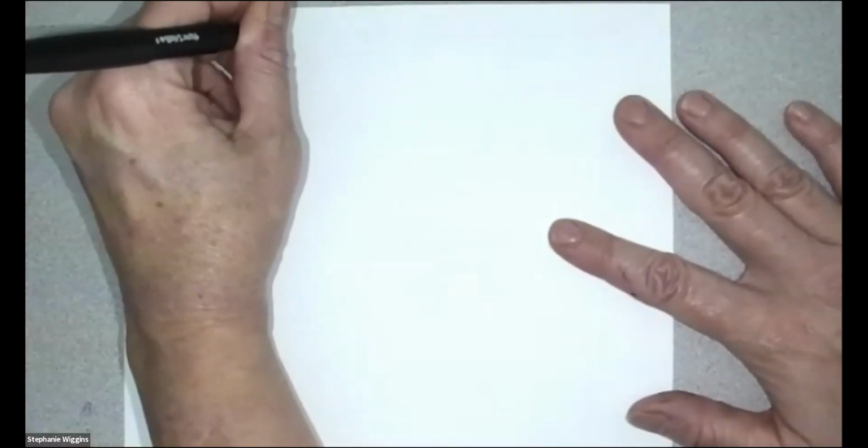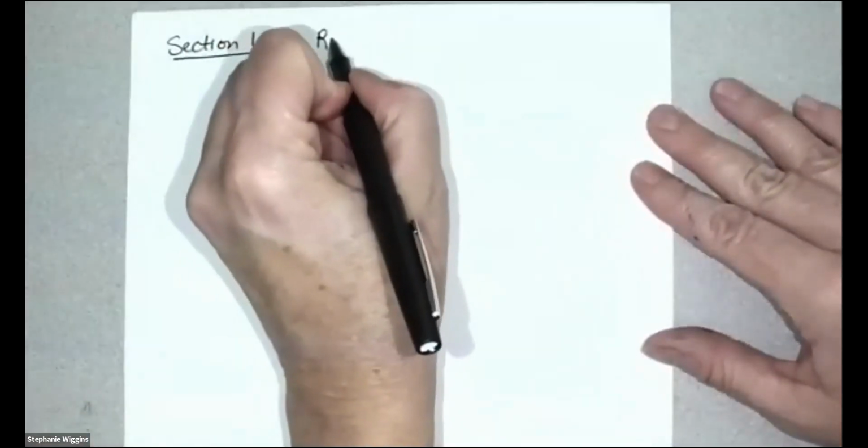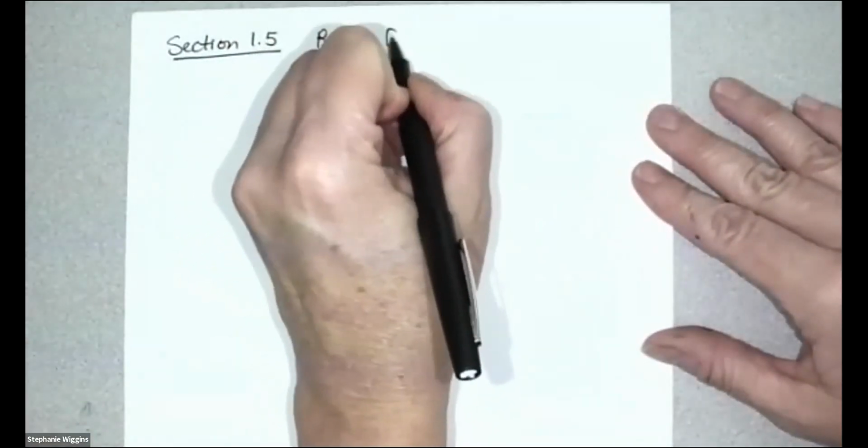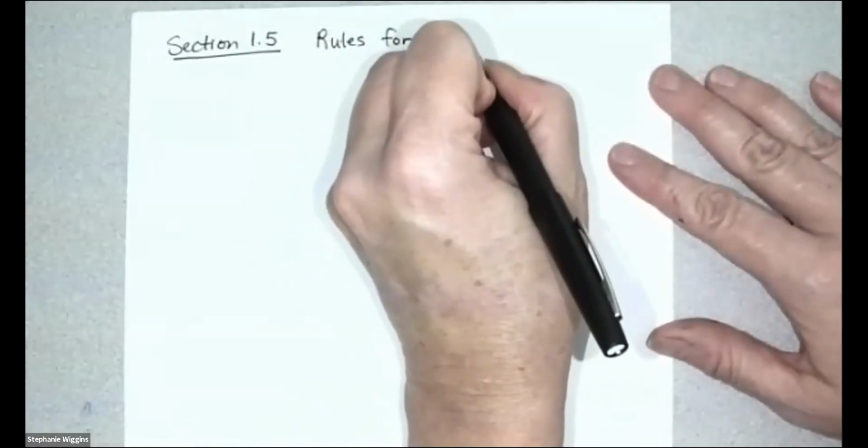Section 1.5. And we're going to be doing rules for finding derivatives.